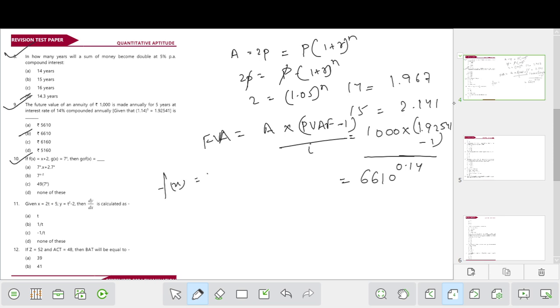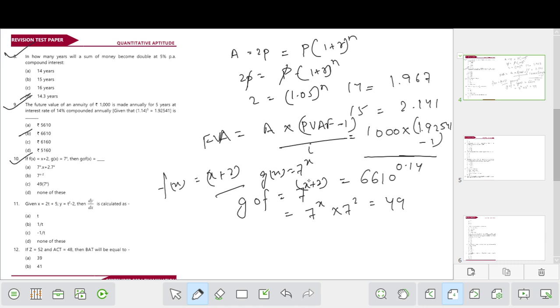f(x) is x plus 2. g(x) is equal to 7 raised to x. Now g of f is equal to 7, and in place of x we'll put f(x). So x plus 2. This will be 7 raised to x into 7 square, that is 49 raised to 7x. So the answer is C.